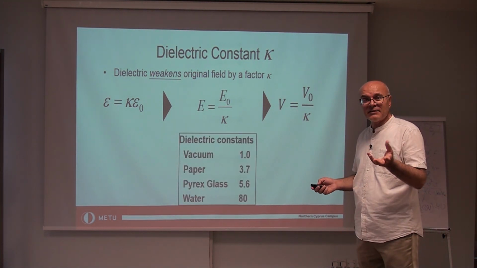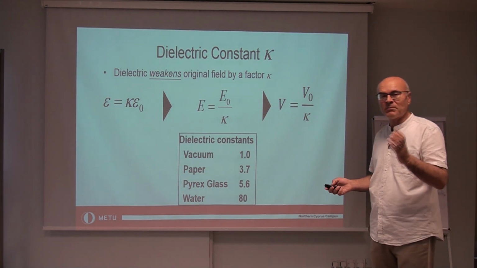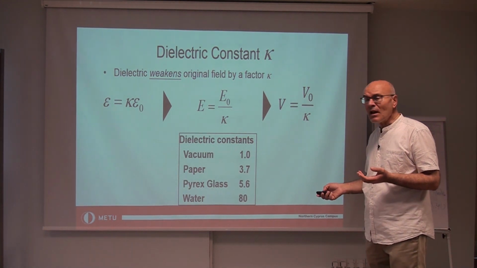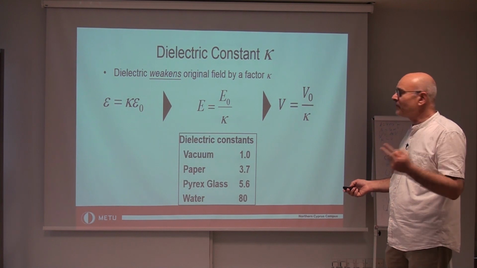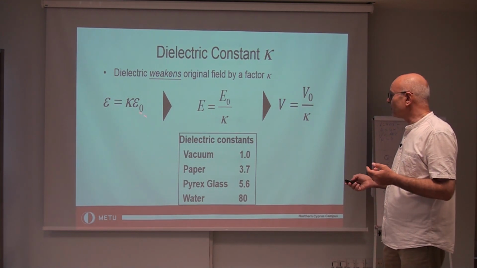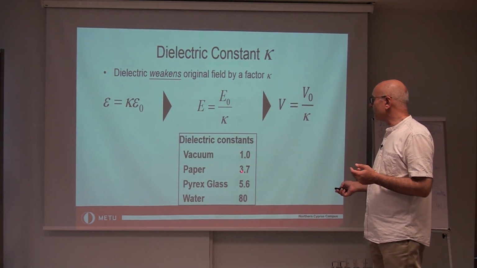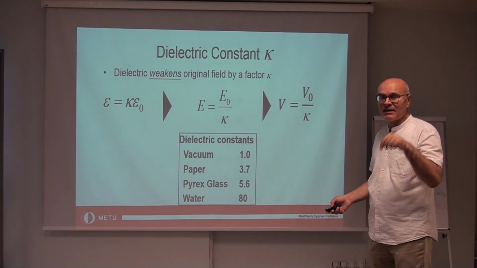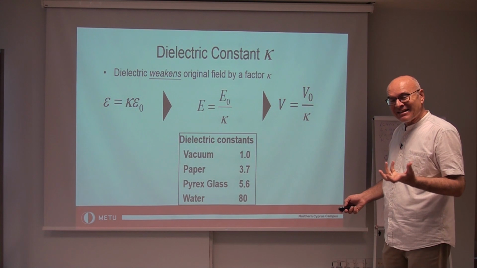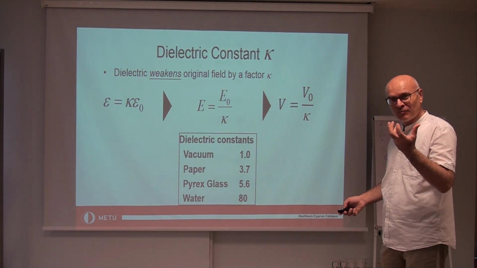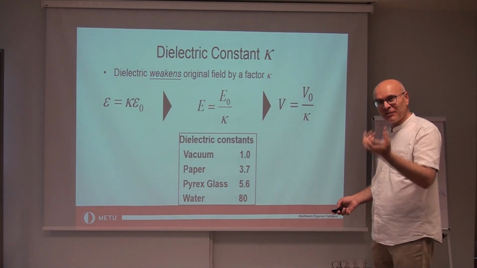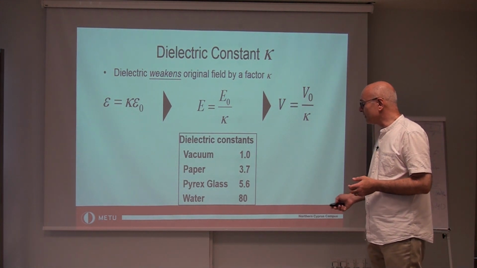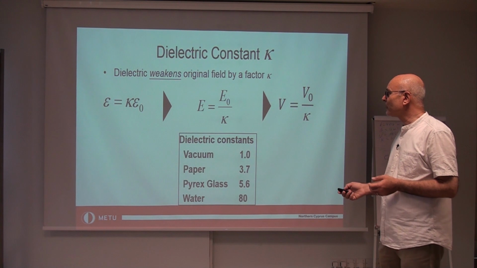Now, the dielectric constant of materials is usually a positive number, greater than 1. Different dielectric materials have different values. So in vacuum, as usual, it is 1, because epsilon is just epsilon naught. Paper, for example, has a dielectric constant kappa of 3.7. Pyrex glass, 5.7. Water, because it is a polar molecule, the induced electric field will be large, and so the reduction in the original electric field will be large. So the water has a dielectric constant of 80, which is quite large.